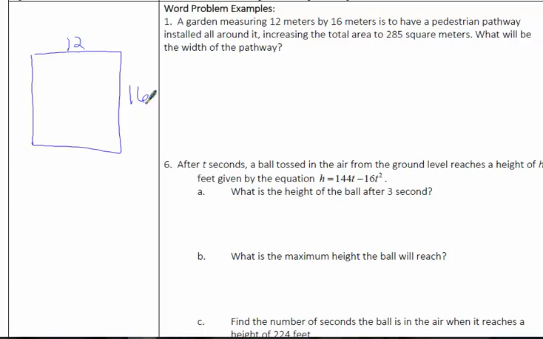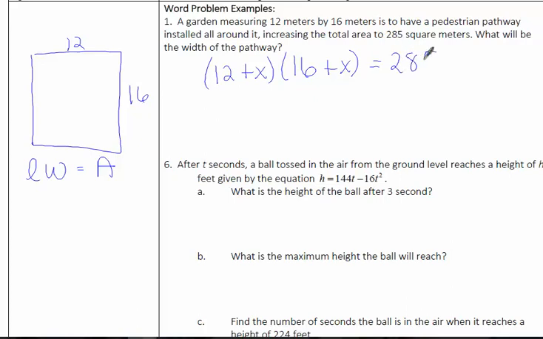What I do know is length times width equals my area. So in this case, if I'm going to increase it, it's going to be increased by the exact same amount because it's going all the way around. I'm not going to make it a wider length and a wider width. It's going to be the same. So I'm going to start with a 12 plus x and a 16 plus x. When I multiply those two things, I'm going to get 285.